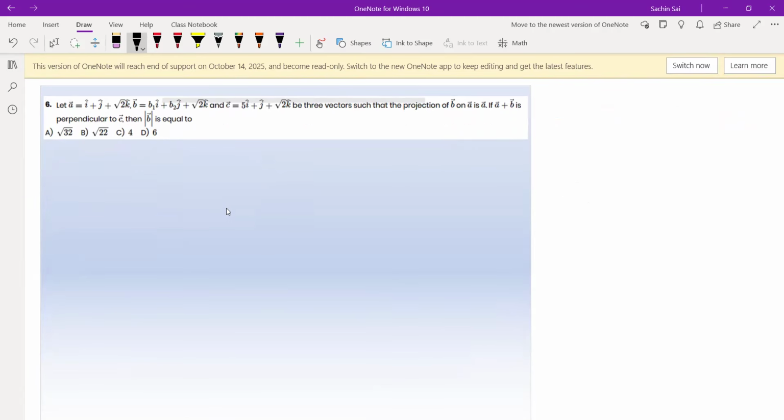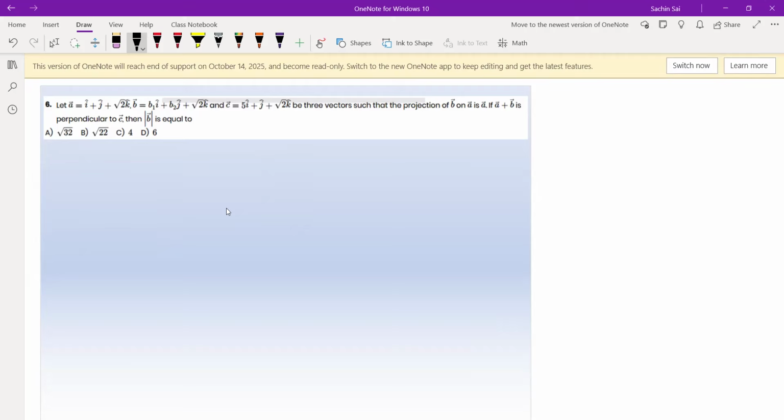So question 6, a, b, c are 3 given vectors. You will notice that there are 2 unknowns here. b1 and b2 are there, right? So b1 and b2 are unknowns, which means when you start solving the question, keep this in mind. You are looking for two conditions. You need a minimum of 2 conditions if you want to find the vector b bar, right?